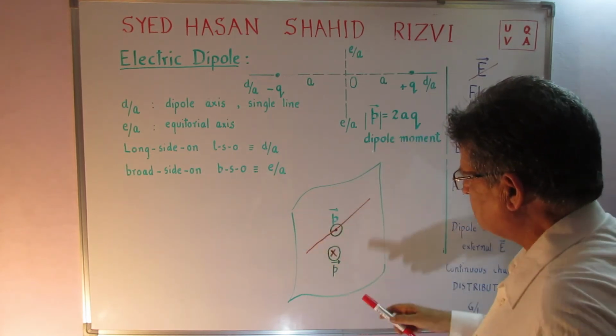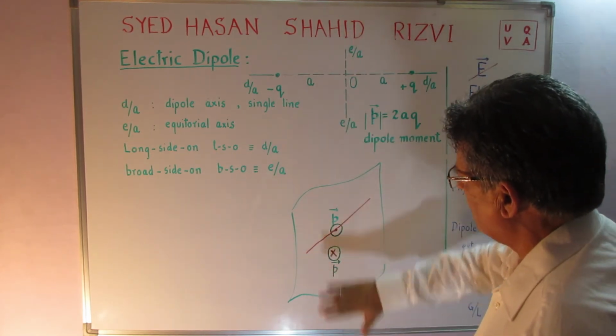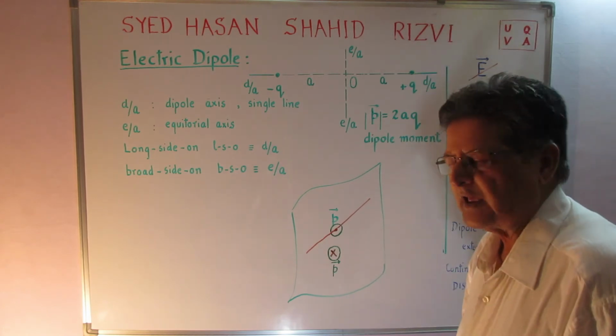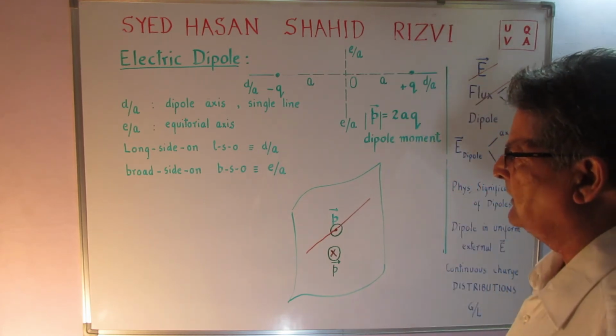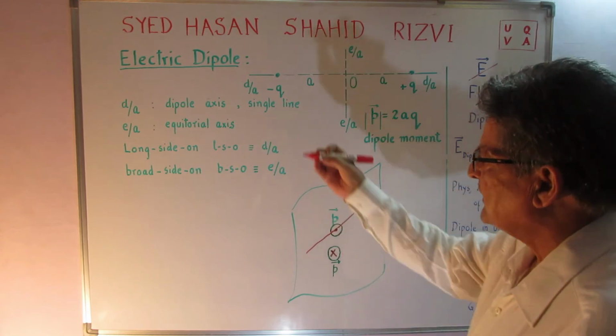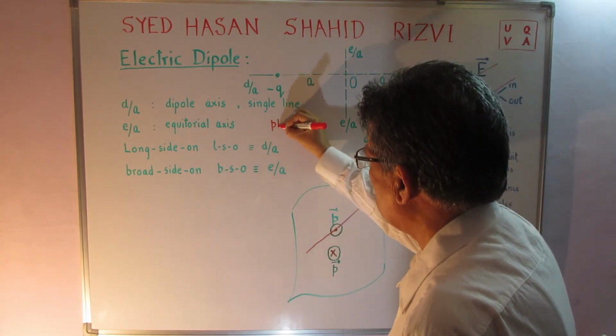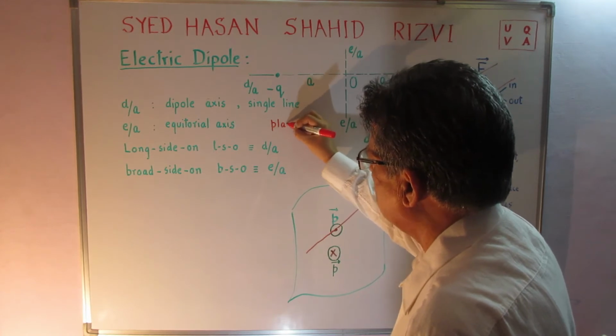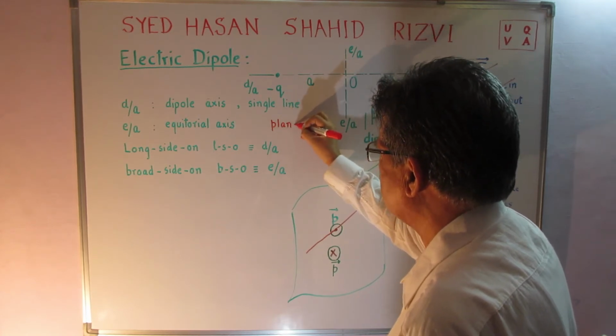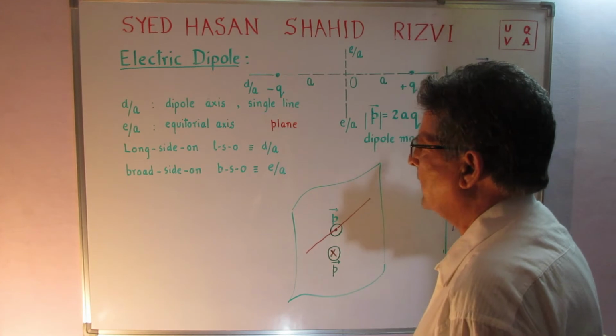So the whole board becomes the equatorial plane, equatorial axis and equatorial plane. So anywhere on the equatorial plane we can make calculations for the electric field.